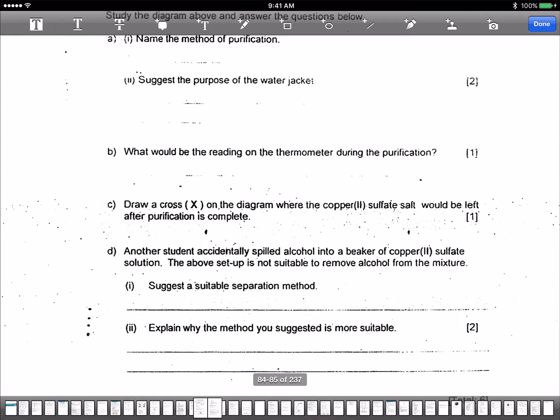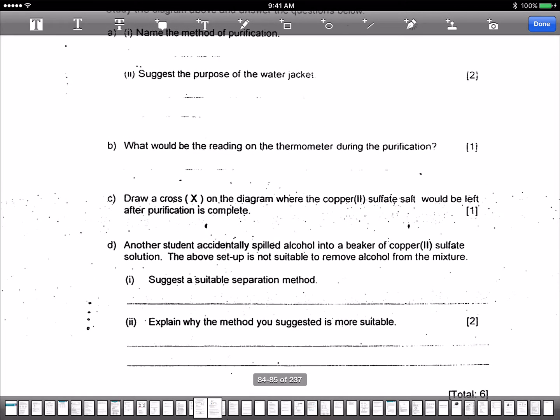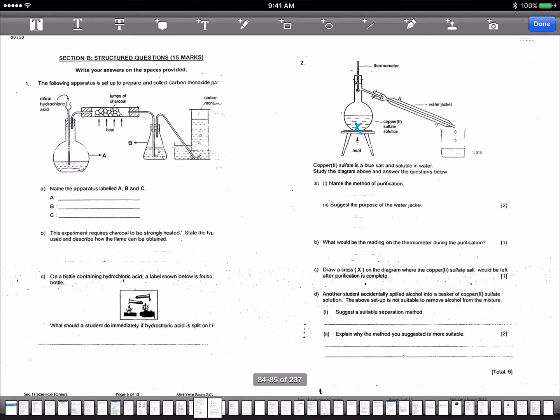Okay, use fractional distillation. Explain why the method you suggested is more suitable. Because you have the fractionating column, the one at the top that will be able to distill it better or properly. Okay? Next.